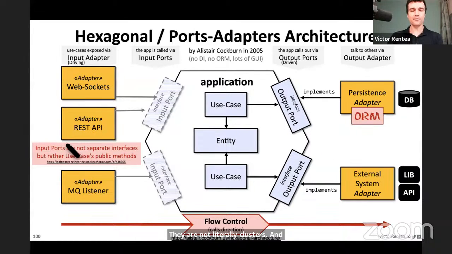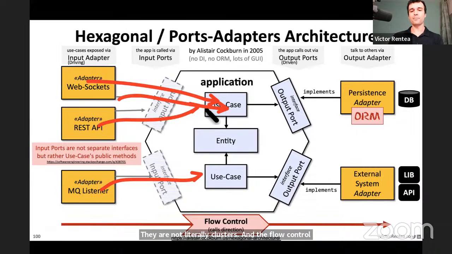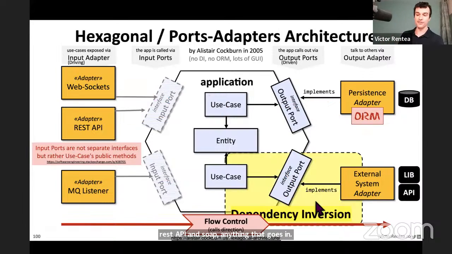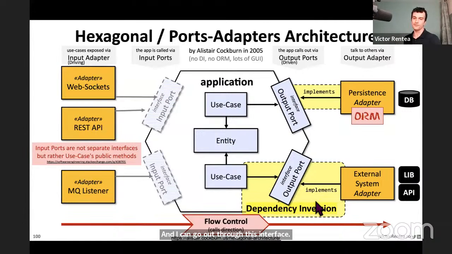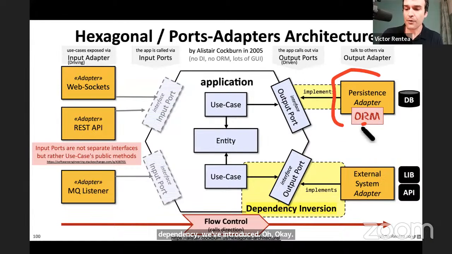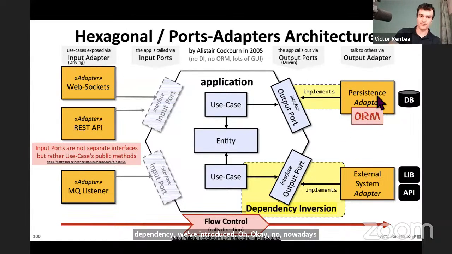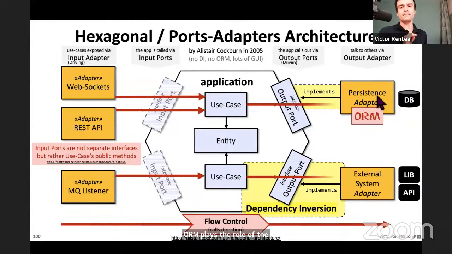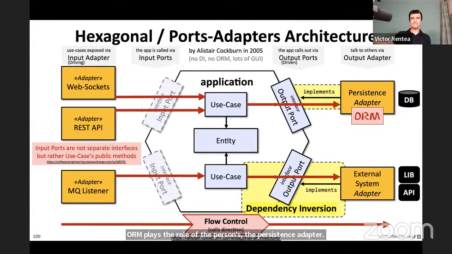And the flow control goes from left to right. Message queue listeners, REST API, SOAP, anything goes in, and I can go out through this interface, through this dependency inversion that we've introduced a moment ago. Now, nowadays an ORM plays the role of the persistence adapter. Now the calls go this way, and this is your hexagonal architecture.